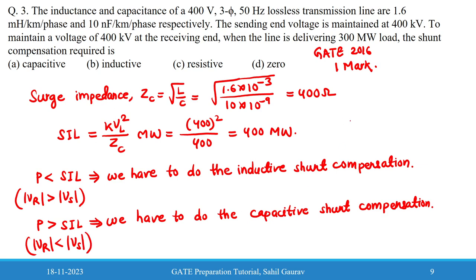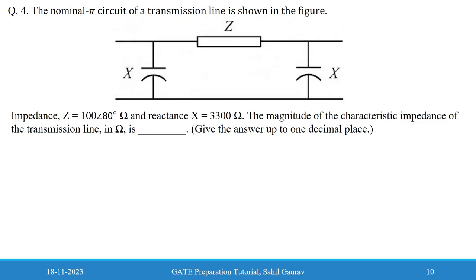So here we can see that power is given as 300 megawatt, so it is lesser than 400 megawatt, and this is the surge impedance loading. So what we have to do is the inductive compensation. So B is the correct option. And if this loading is equal to surge impedance loading, then there is no compensation required. Now coming to the next problem, and till here if you have any doubt you can ask me.